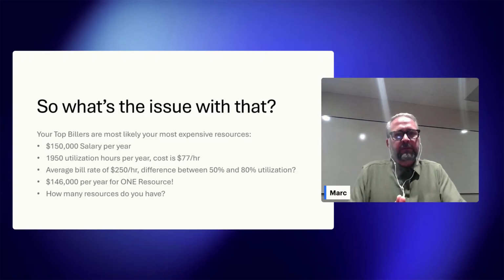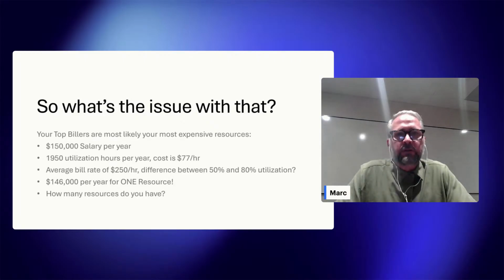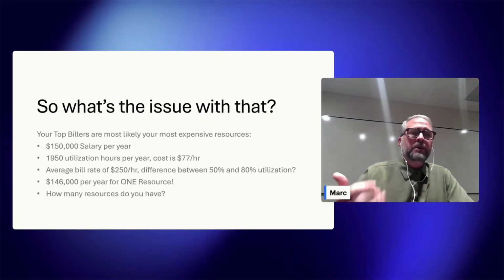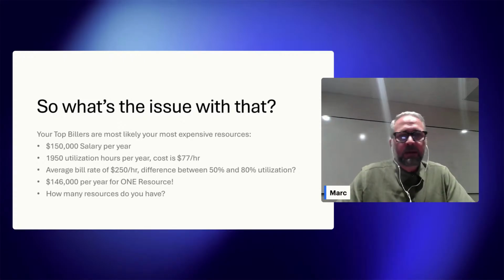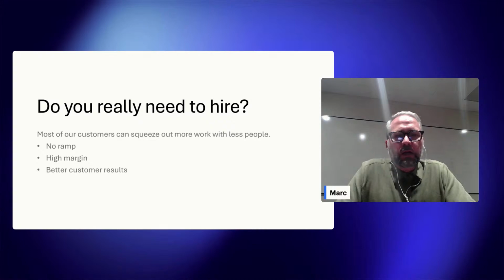What's the difference between 50% utilization and 80% utilization? It's massive. It's $146,000 a year for one resource. So how many resources do you have on your team? Is it 10? Well, let's take that 146 times 10. It is an absolutely massive number of revenue leakage. So you really want to track that down.